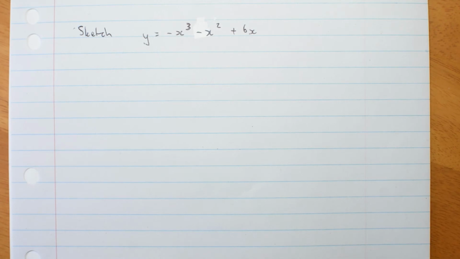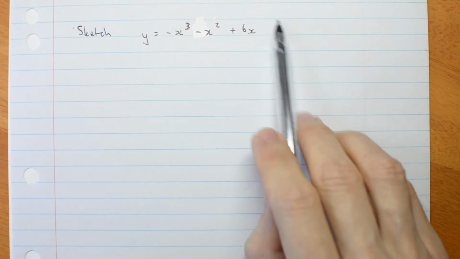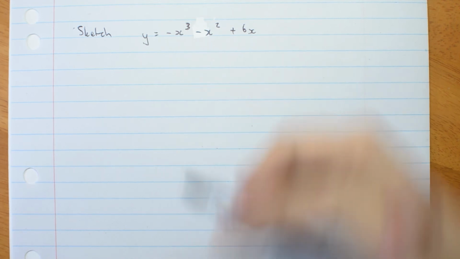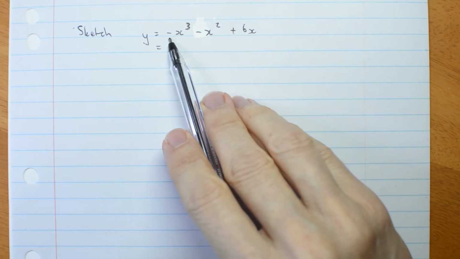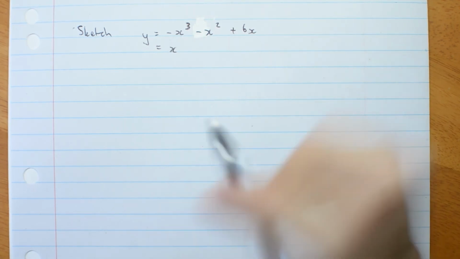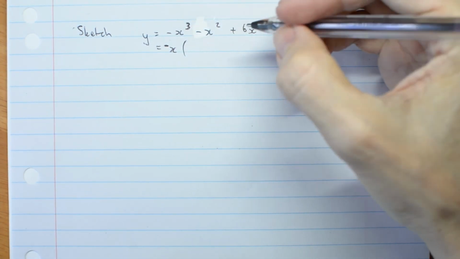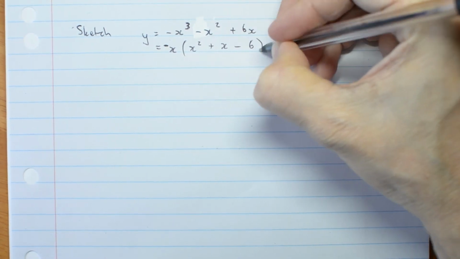Let's try another. Sketch y equals negative x cubed minus x squared plus 6x. Well, the first thing I have to do is factorise. And notice there's no constant term, which means I can factorise out one of the x's straight away. X. Actually, I might take the negative sign out as well. That'll just leave me with a positive quadratic to factorise. X squared plus x minus 6.